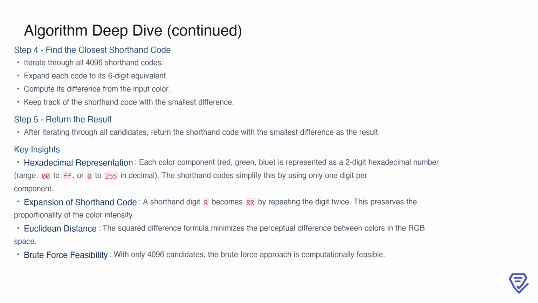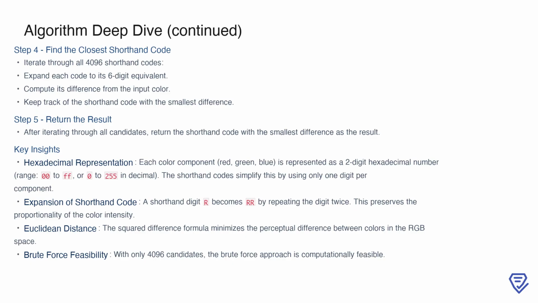Once we have the differences computed, the next step is to find the shorthand code with the smallest difference. To do this, we iterate through all 4096 shorthand codes. For each code, we expand it to its 6-digit equivalent, compute its difference from the input color, and keep track of the shorthand code that results in the smallest difference. Finally, after evaluating all candidates, we return the shorthand code with the smallest difference as the result.